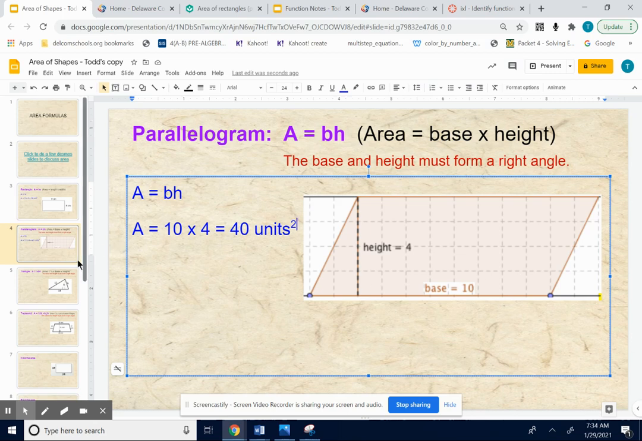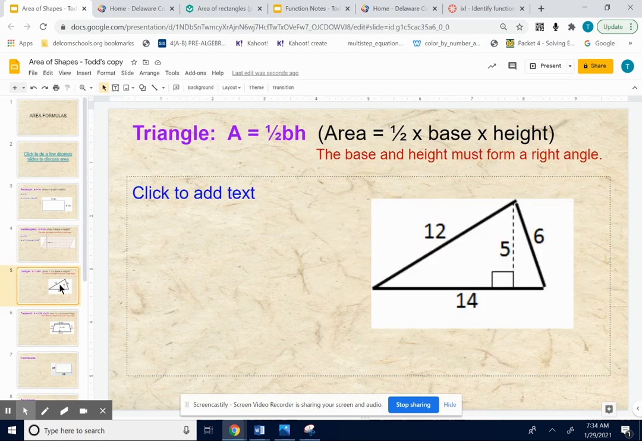Okay, let's do one more on this video. The triangle. The area of a triangle is 1/2 BH. That means 1/2 times base times height. And again, the bottom is the base. The base is the 14.